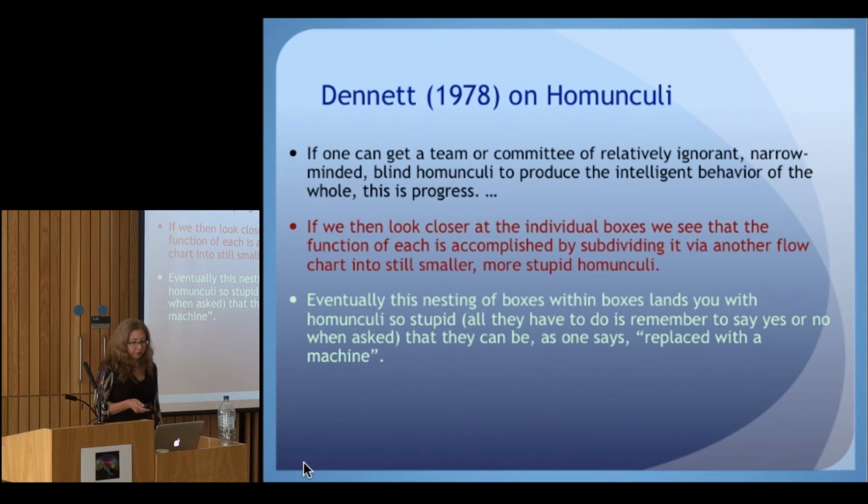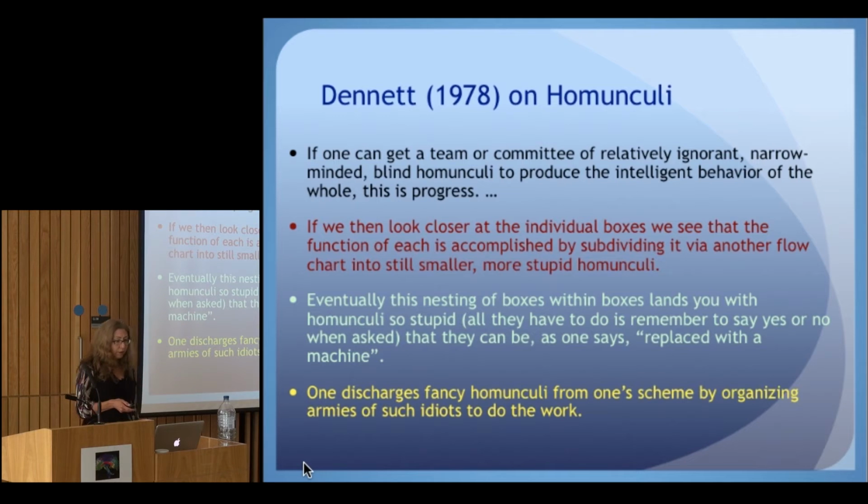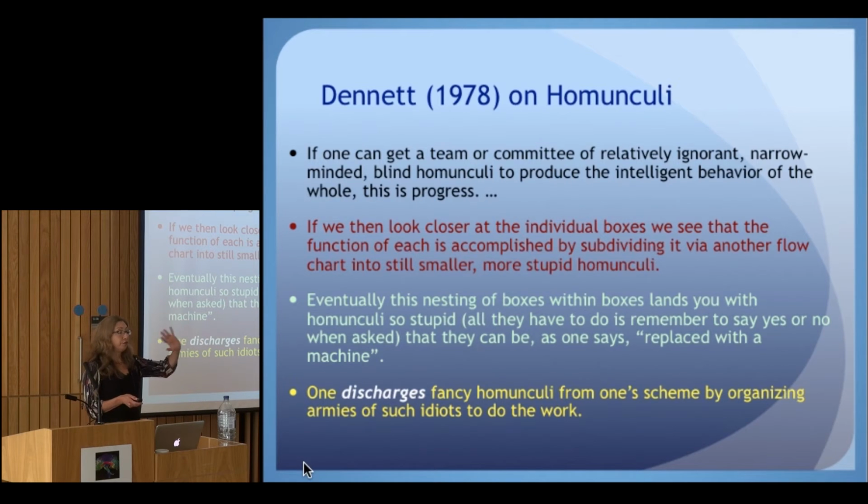Eventually, this nesting of boxes within boxes lands you with homunculi so stupid, all they have to do is remember to say yes or no when asked, that they can be, as one says, replaced with a machine. One discharges the fancy homunculi from one's scheme by organizing armies of such idiots to do the work. Here, he introduces the idea of discharging the homunculi. So eventually, you start with the personal level capacities. You have all these different undercapacities that get stupider and stupider and stupider until you end up without any intelligence at all.